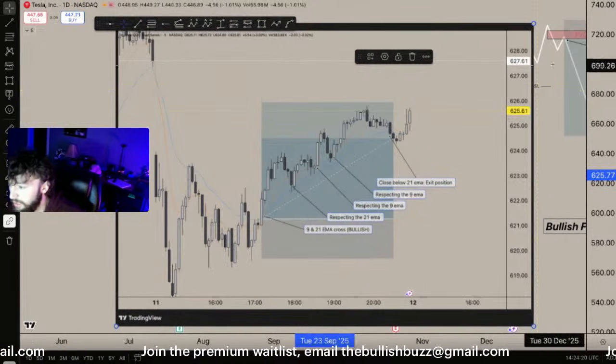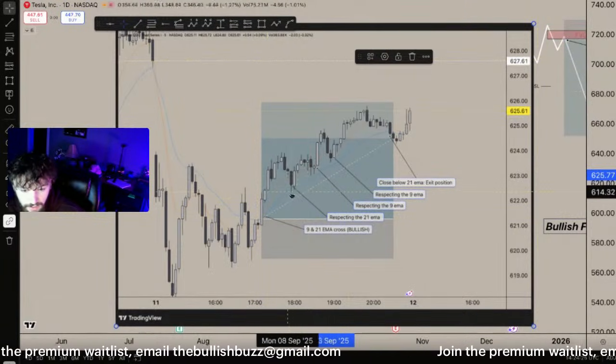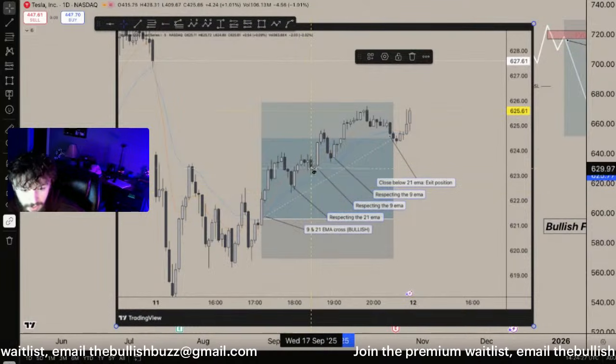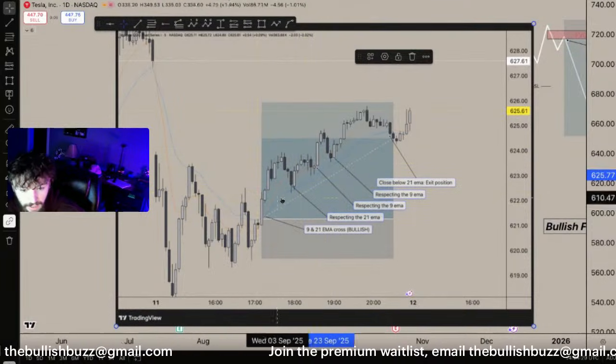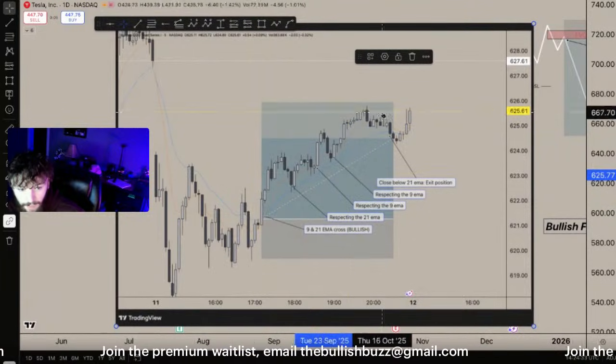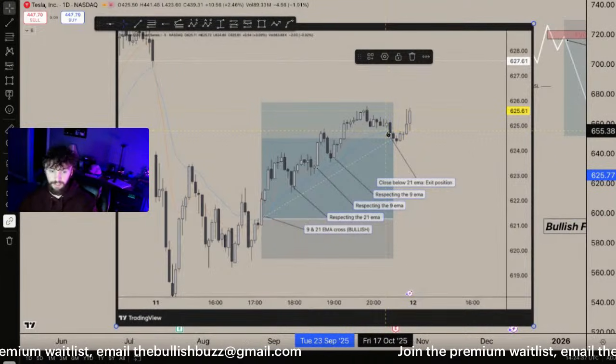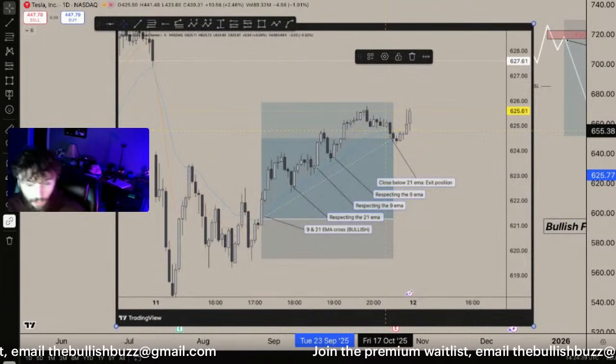So you're going to be jumping into whatever trade you're in. Let's say we get a long right here. Well, you are continuing to respect your EMAs. You're respecting the 21. You're respecting the 9. You're just continuing to move up gradually. And then once you break down below this 21 EMA, that could be a sign for you to exit. That could be a sign that weakness is coming in.